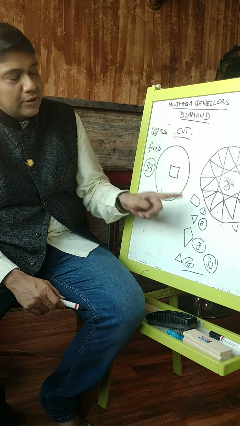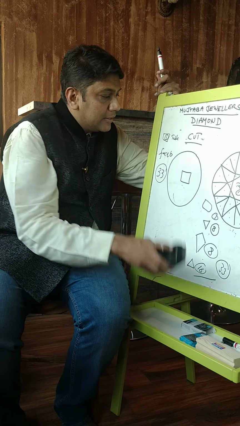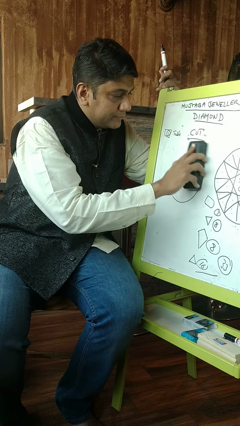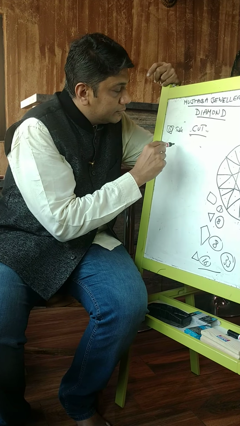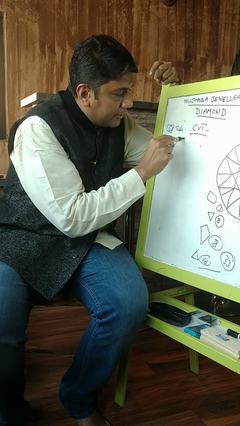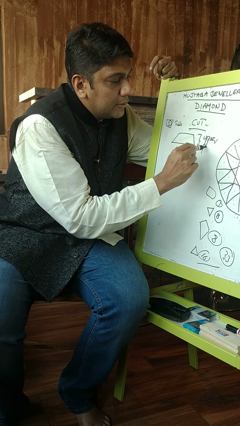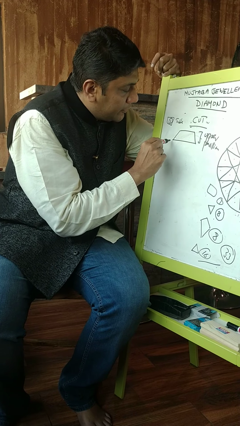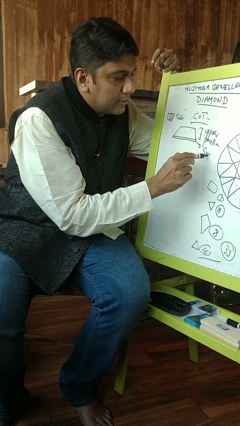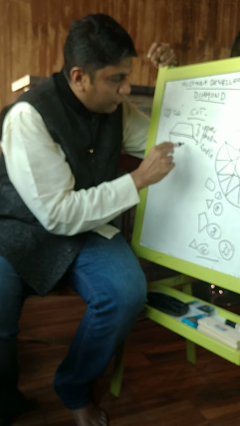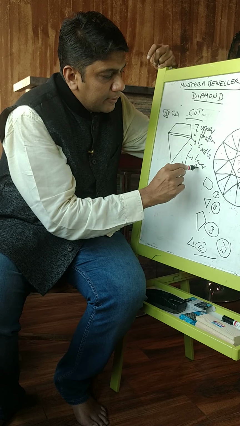So the accuracy of the cut, the shape, the angle, everything matters to give it a brilliant reflection. Now, how does a diamond look at the bottom? This was the upper part, which looks like this. This is called the upper pavilion. Then you have a fine line, which is called the girdle. Then this is the lower portion, which is called the lower pavilion.